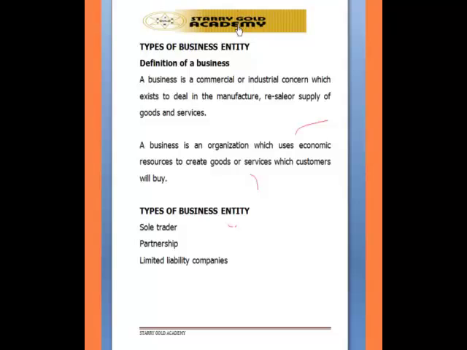A business, first of all, let's define a business. As you can see on your screen, a business is a commercial or industrial concern which exists to deal in manufacturing, resale, or supply of goods and services. A business must be a commercial entity, so that the business is producing, at least from the manufacturing angle, or the business is there to resell. The key word is that there is a financial transaction.